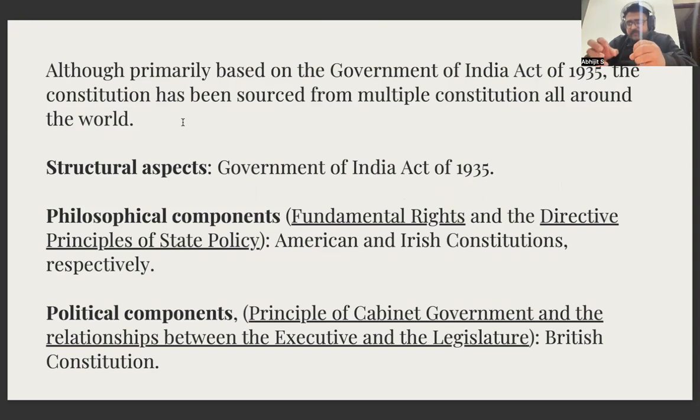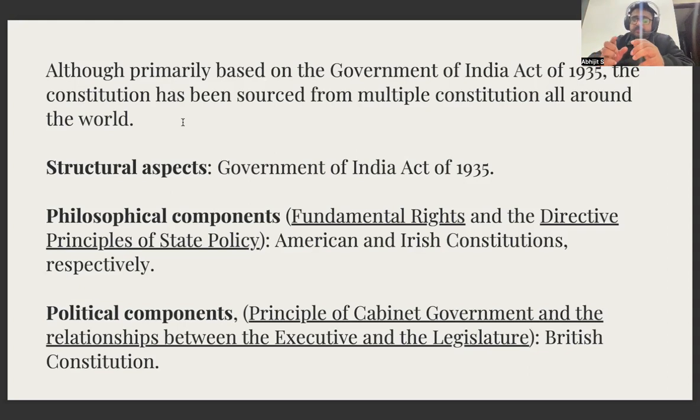And therefore, we can divide the different aspects that have been chosen from various other constitutions or the Government of India Act of 1935 to understand where most of these provisions come from and which part of the world has contributed certain ideas associated with the Constitution. So if you analyze, you'll realize that the structural aspect associated with the Indian Constitution is fundamentally based on the Government of India Act of 1935.